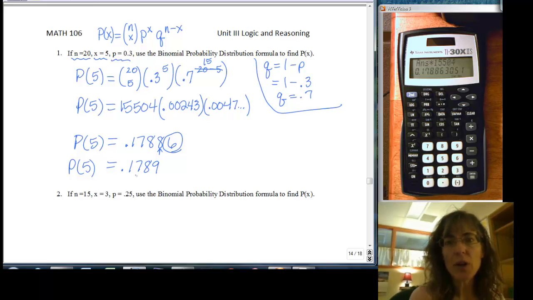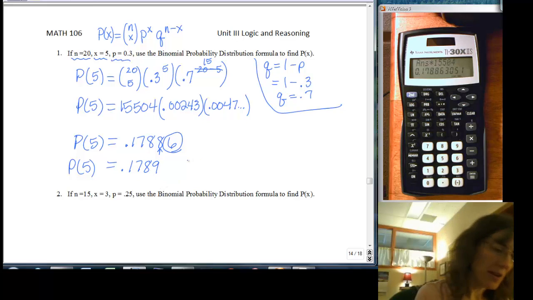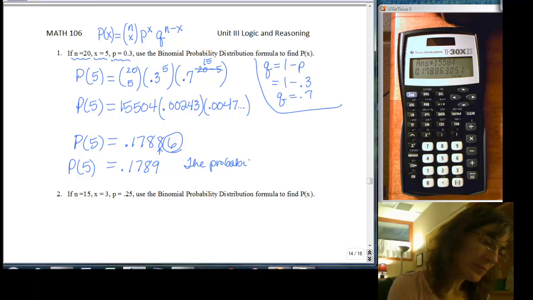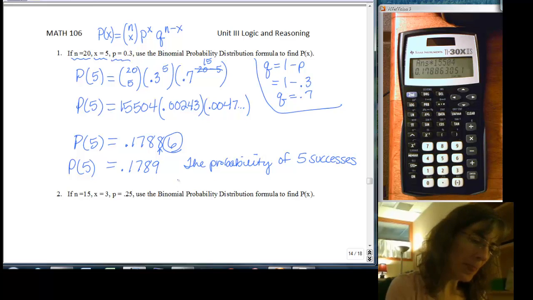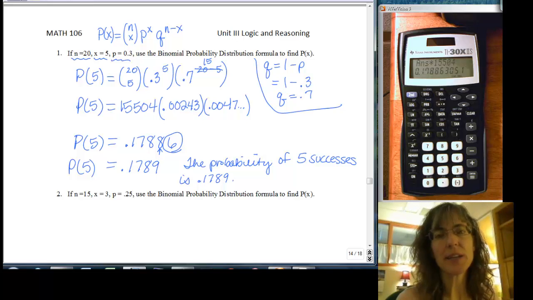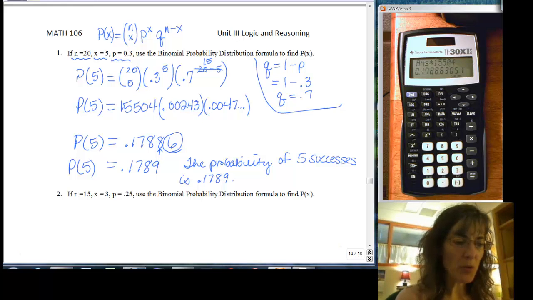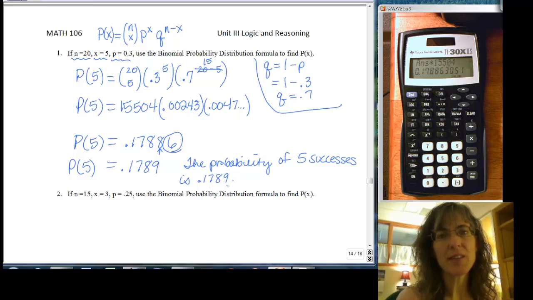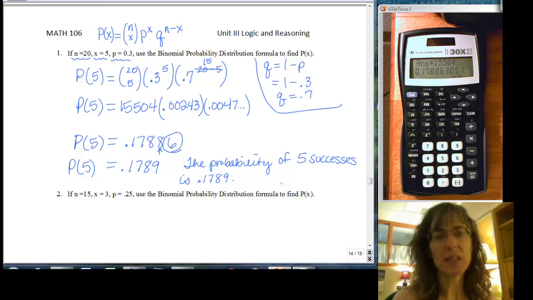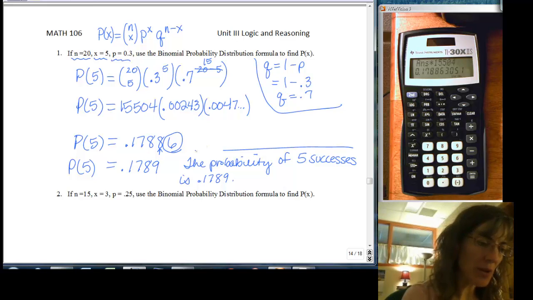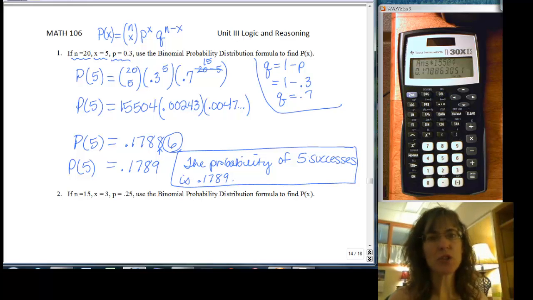0.1789. Now what I could also say is that the probability of 5 successes is 0.1789. I could also say that as a likelihood, a percent likelihood, and I could say 17.89% likely. So I could say 5 successes out of 20 trials, that's my n, out of 20 trials is 17.89% likely. So I could say that two ways. This one was stated with probabilities as decimals, so I'll state my solution with decimals as well.